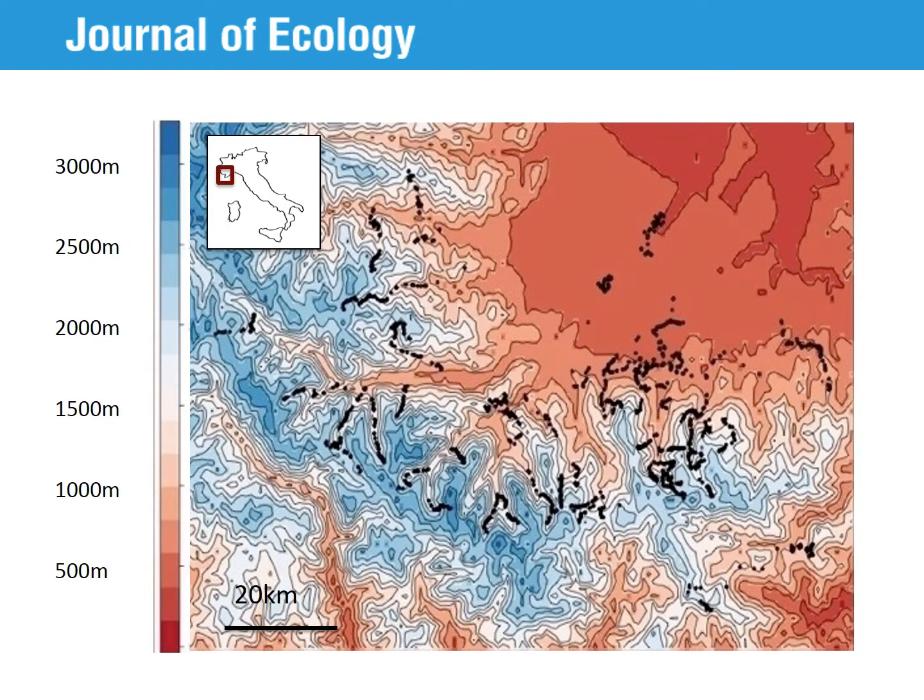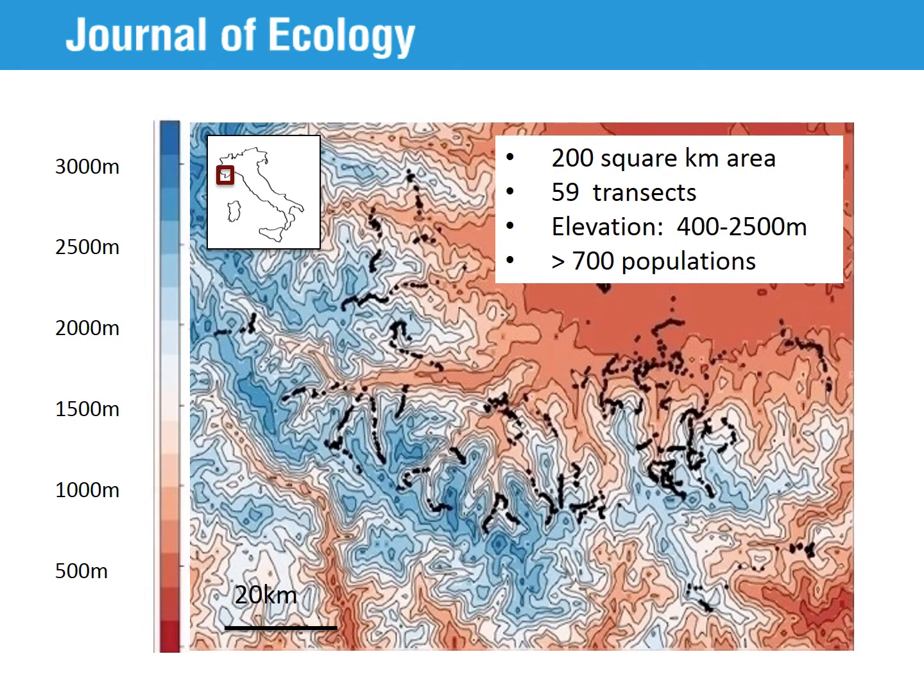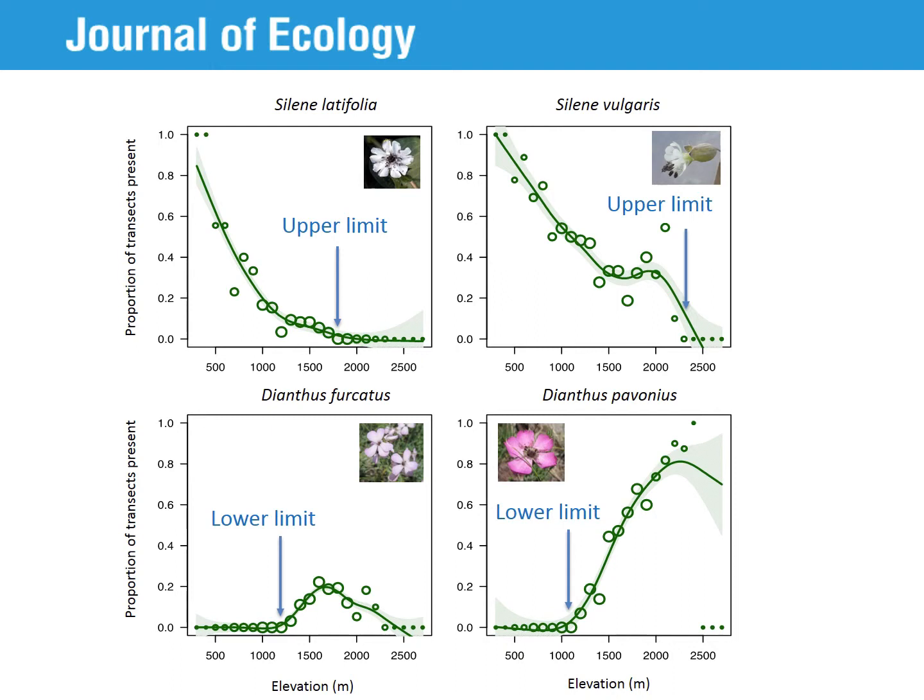These black dots represent all of our sampling locations. In total, we mapped over 700 host populations. We found distinct elevational range limits for each host species. These graphs show host occurrence, the proportion of transects where host populations were found. The 2 Silene species were abundant at lower elevations and had clear upper range limits, shown with the blue arrows. The 2 Dianthus species were abundant at high elevations and had clear lower range limits.